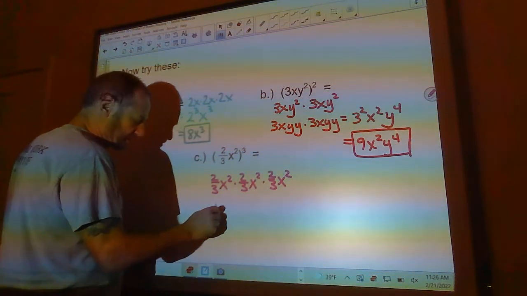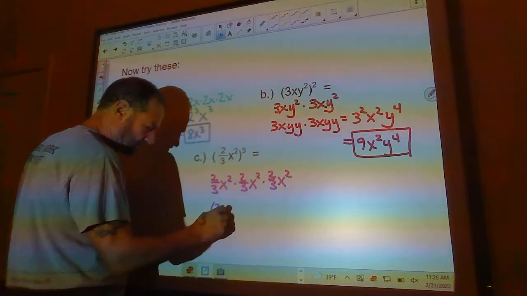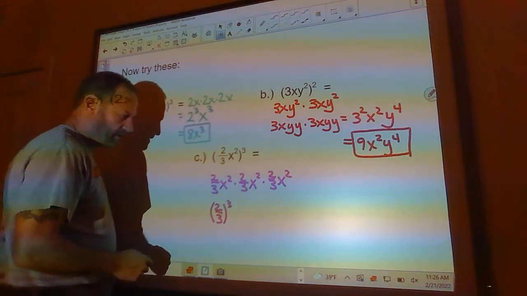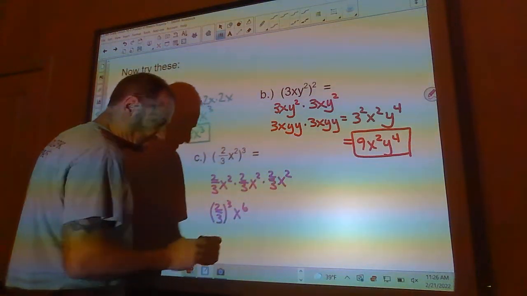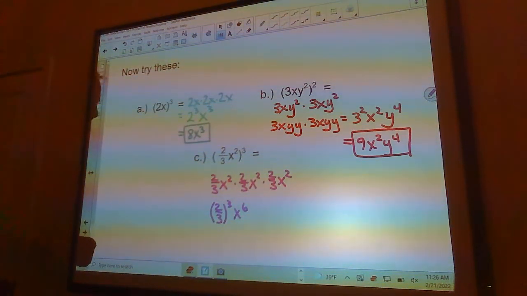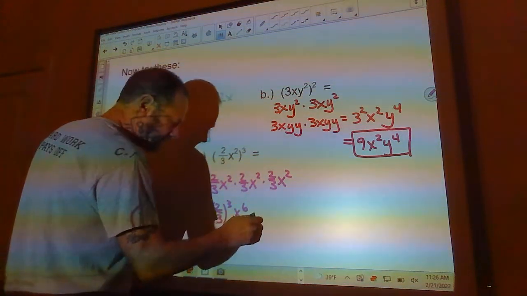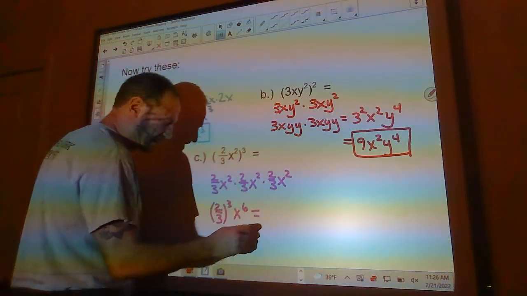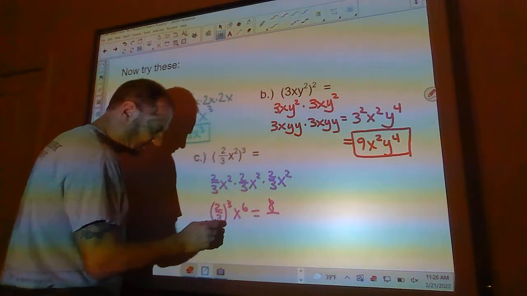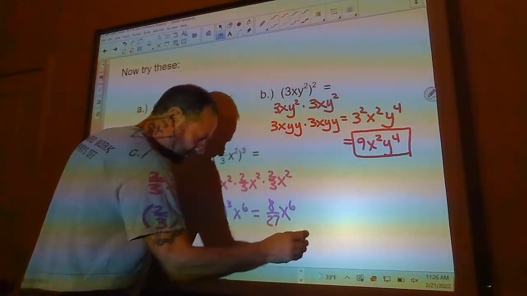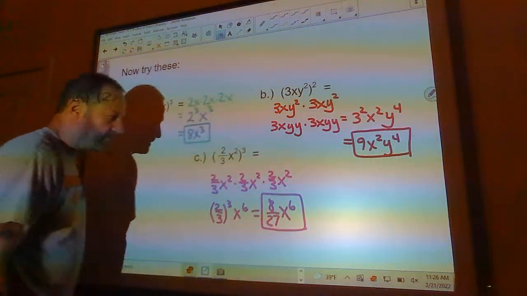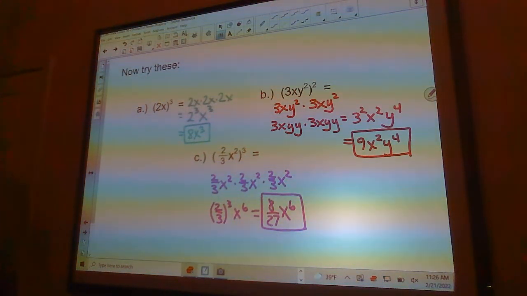Well, this is 2/3 to the 3rd power. And I've got 2 x's, 4 x's, 6 x's, so this is x to the 6th power. And then 2 to the 3rd power, I can simplify this because 2 to the 3rd power is 8, and 3 to the 3rd power is 27, x to the 6th. Okay, hopefully you got all 3 of those.